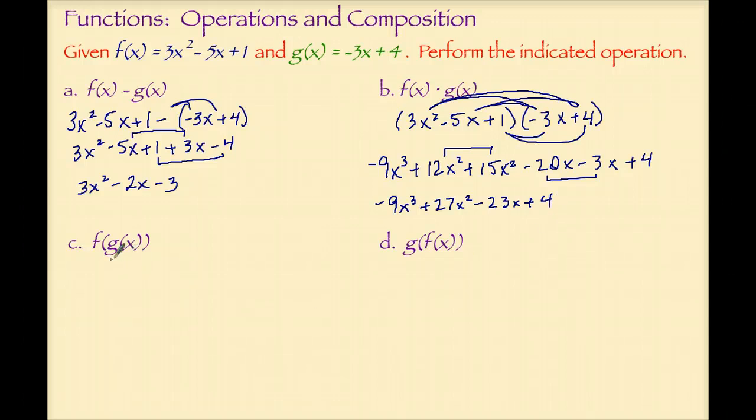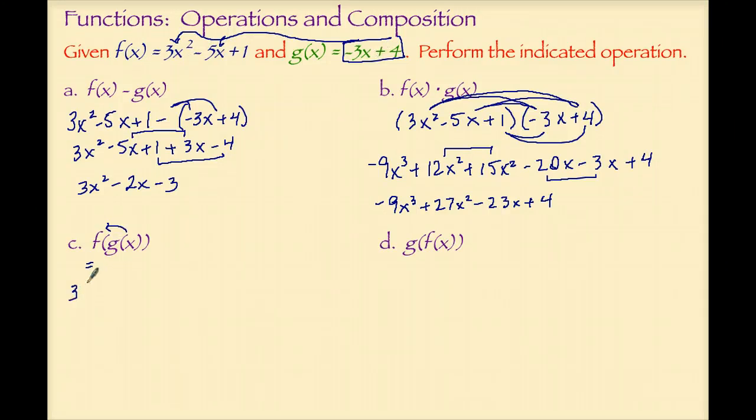Now for compositions, notice that f is listed first for letter C. That means g of x will be inserted into the f function. So this whole piece right here will go into this function wherever there's a variable currently existing. So let's rewrite the f function, but wherever there's an x, replace it with -3x plus 4.